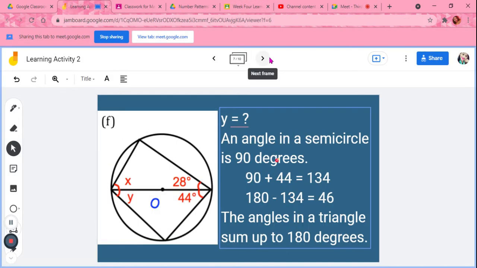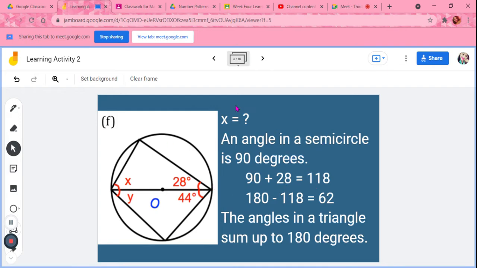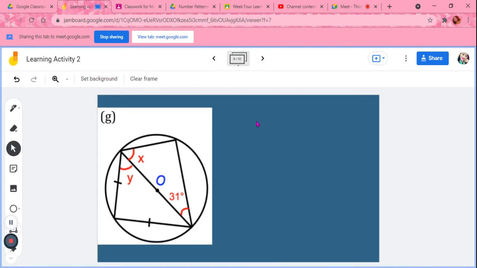Can I move on? So this is for the first part of question F, and this is for the second part of question F. Both of those things have to happen, because you're looking for x and y in degrees. So now looking at question G, right here.